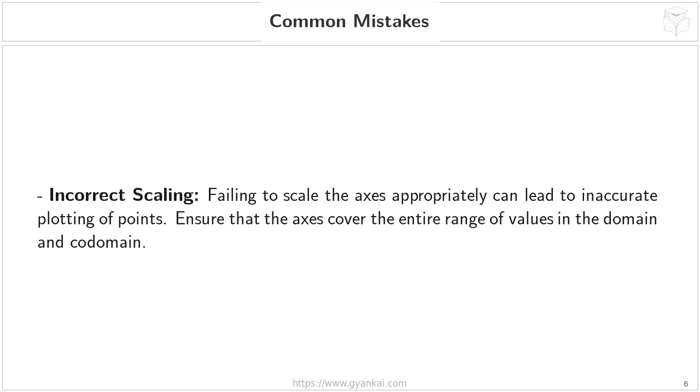Now, remember from the previous slides, we talked about setting up our coordinate plane, the x and y axes. Incorrect scaling happens when you don't choose a good range for the numbers on those axes. If your domain or codomain has large or small values, you need to make sure your axes are scaled appropriately to show all those values clearly. If you squeeze everything in too tightly or leave too much empty space, your graph won't be accurate. So, always double-check that your axes cover the entire range of values present in both your domain and codomain.